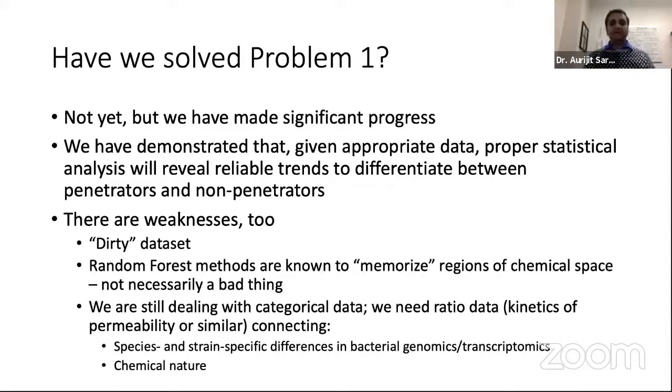Right now, we're just looking at hydrophobicity, size, common descriptors, but they don't seem to be giving us a difference between penetrators and non-penetrators. We can't continue to focus on the same definitions of chemical properties. We have to look at other properties as well, and we have no idea what those properties are.